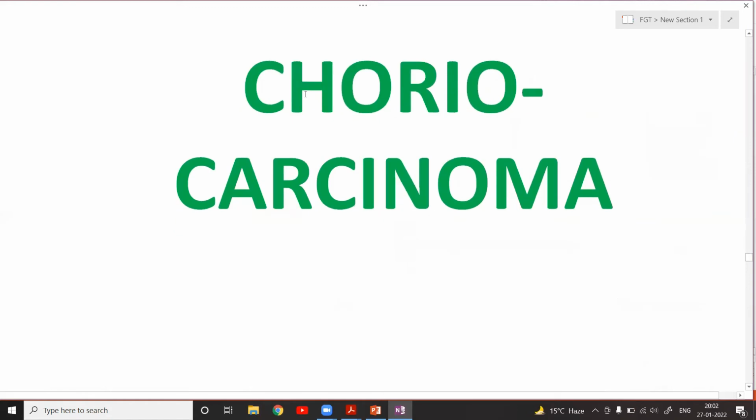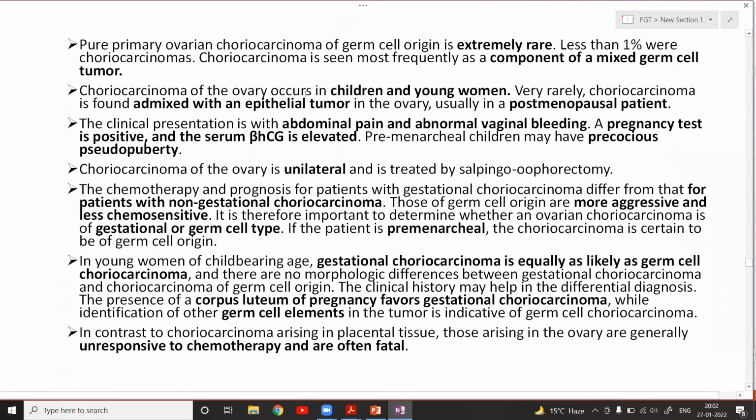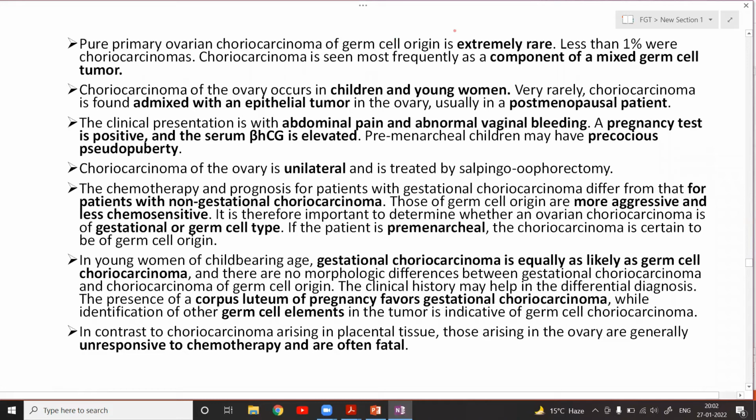Now we are coming to choriocarcinoma. So pure ovarian choriocarcinoma, as I told you, is extremely rare. Even embryonal carcinoma, even yolk sac tumors, all these are very rare. Remember, less than 1% are choriocarcinomas, and they most commonly present as a component of a mixed germ cell tumor. As I have already explained, these are very common in children and young women. Very, very rarely it can occur as a part of an epithelial tumor of the ovary in a post-menopausal patient. In that case, it becomes non-gestational.